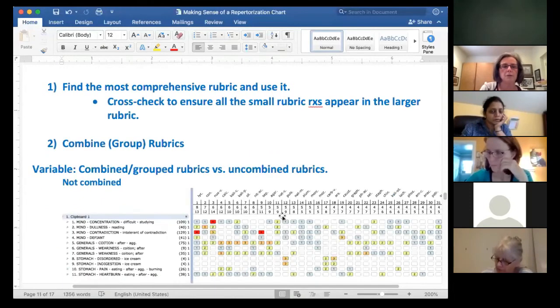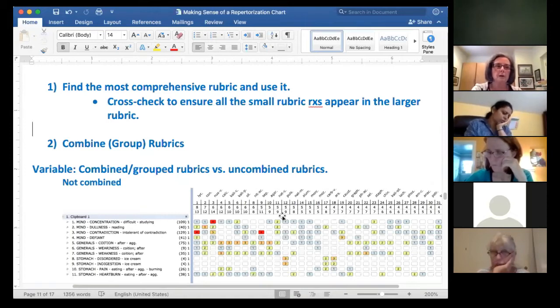So what do you do when you've got several rubrics that express the same idea? Well, one strategy is that you find the most comprehensive rubric and use it. So find the biggest rubric that expresses what you want. And then you can cross-check, and if you have a smaller rubric, then you can say, well, is Nat-mur in this smaller rubric, is it represented in the bigger rubric?